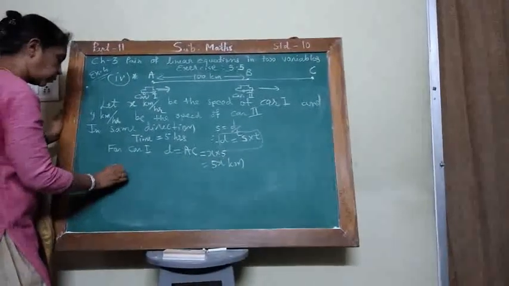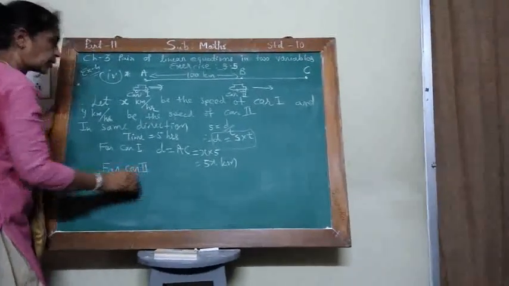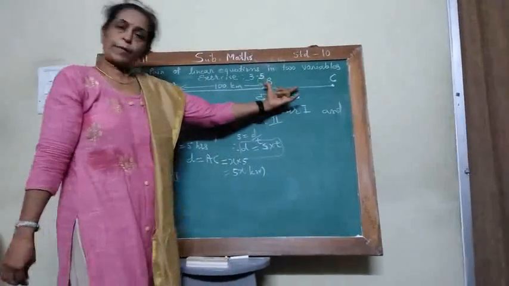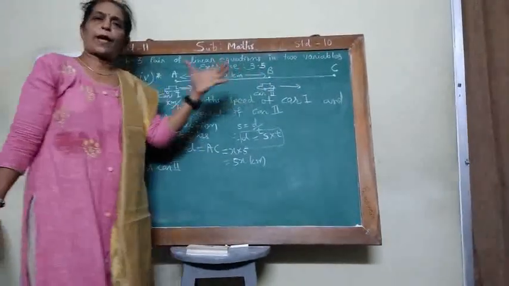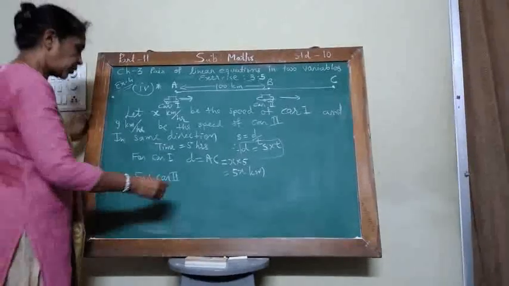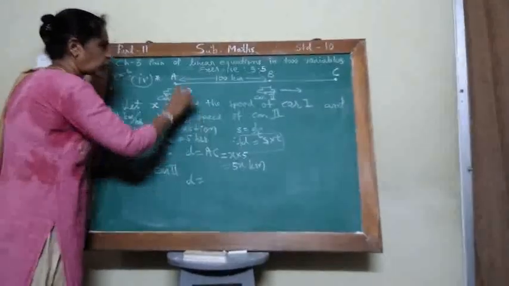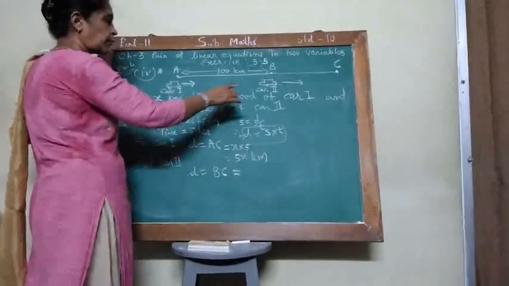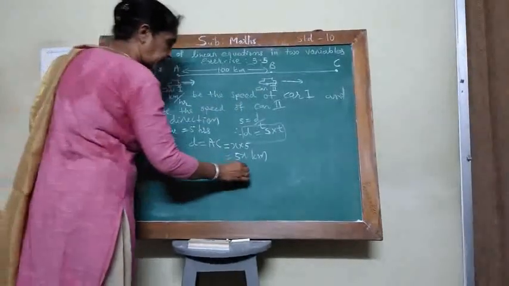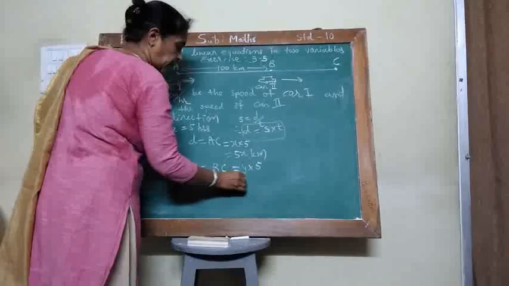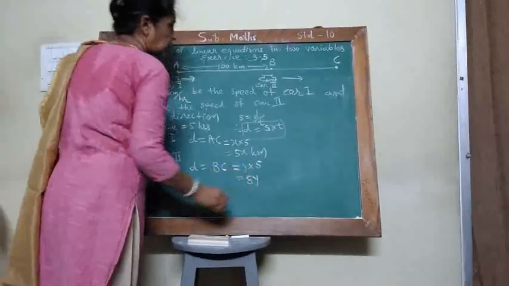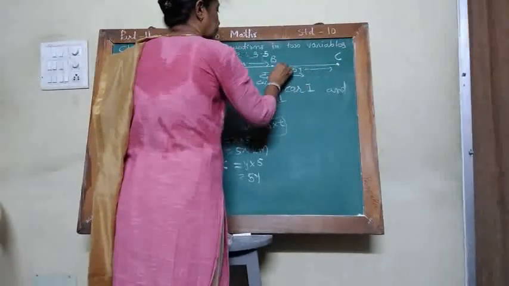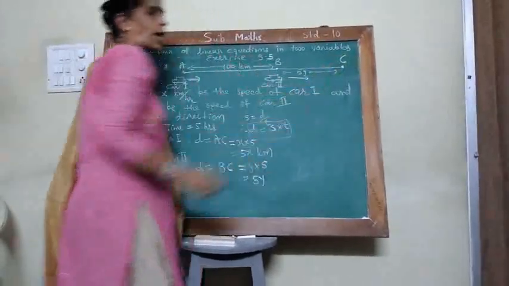And car 2 starts from place B and travels B to C. Time is also 5 hours, as both cars travel 5 hours and meet at point C. So for car 2, distance is BC. Speed of car 2 is y kilometer per hour, and in 5 hours it travels, so 5y is the distance. This distance is 5y and this distance is 5x.